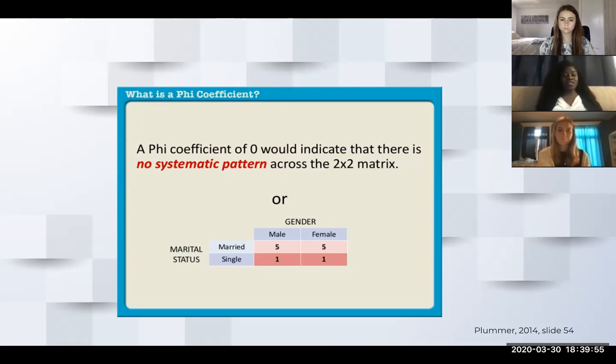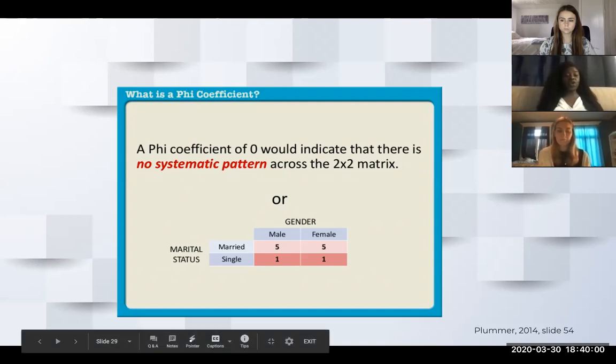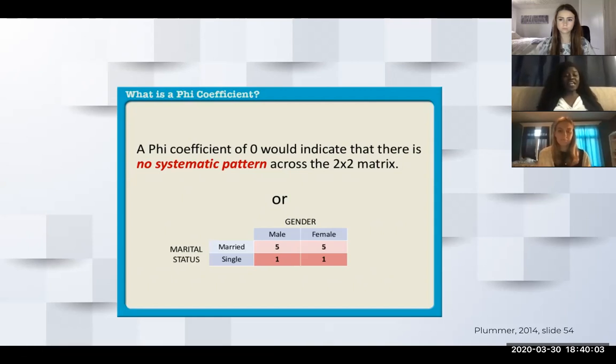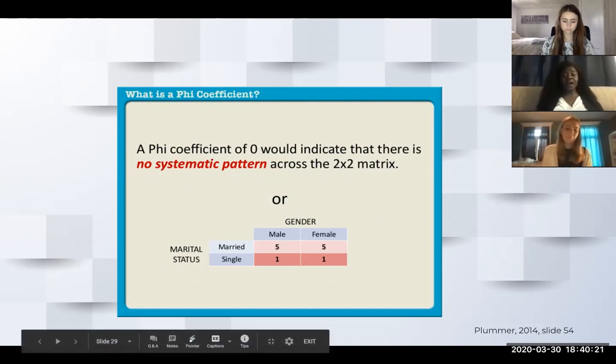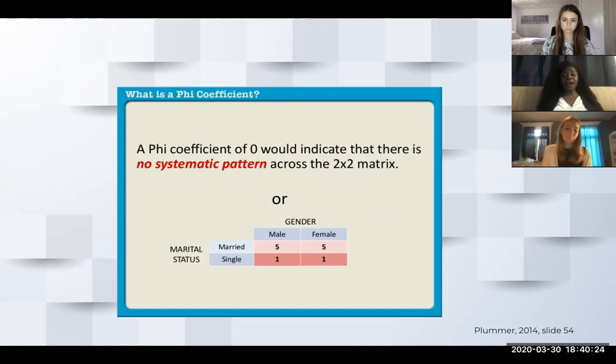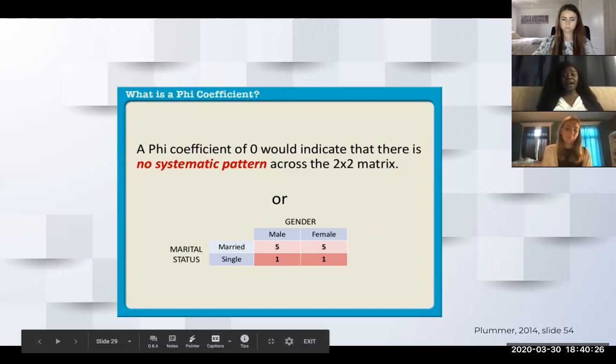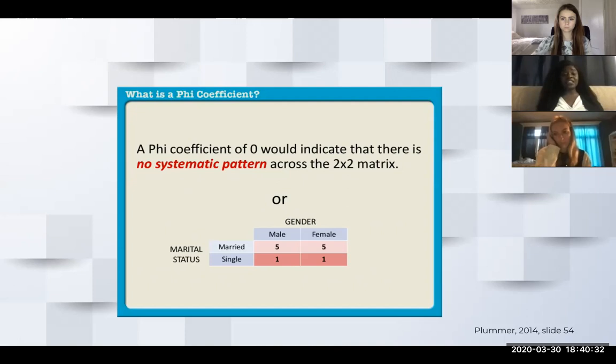In this example, using the same gender and marital status, this would indicate no relationship because the values on the diagonal and off the diagonal are the same. Here we have 5 and 1 and 5 and 1, which indicates no relationship. If the values were all 1, that would also indicate a 0 relationship, which means that there is no pattern.